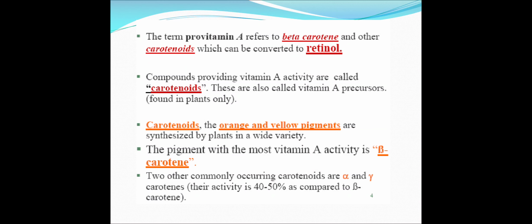Carotenoids, the orange and yellow pigments, are synthesized by plants in wide variety. The pigment with the most vitamin A activity is beta carotene. Two other commonly occurring carotenoids are alpha and gamma carotenes.